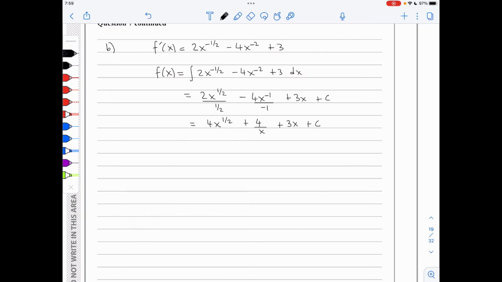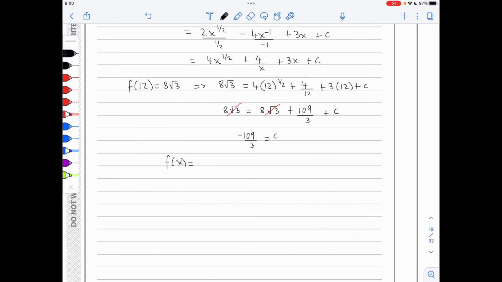Now, we know that f of 12 is 8 root 3, and therefore 8 root 3 is 4 times 12 to the a half plus 4 over 12 plus 3 times 12 plus c, which leads to 8 root 3 is 8 root 3 plus 109 over 3 plus c. Now the 8 root 3 with the 8 root 3 cancel out, and therefore minus 109 over 3 is the value of c, and therefore we can proceed into writing that f of x is 4x to the a half plus 4 over x plus 3x minus 109 over 3.